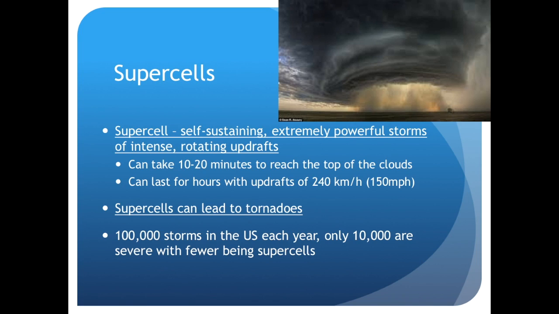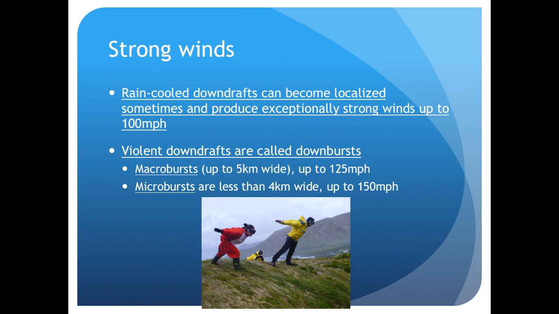So every year there's about 100,000 storms. Only about 10,000 or so are severe, with even fewer being supercells. So we can get really strong winds sometimes in localized areas when you have rain-cooled downdrafts producing really strong winds. What happens is, as these winds come down, they hit the ground and they spread out. With macrobursts, they could be up to 125 miles an hour, and microbursts in really small localized areas can reach 150 miles an hour.